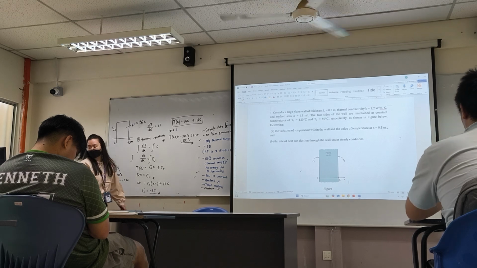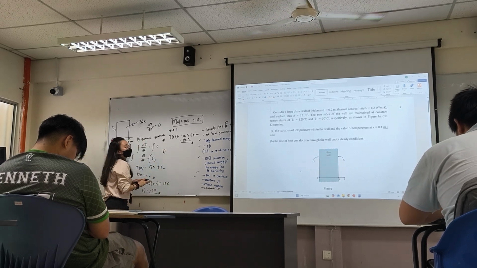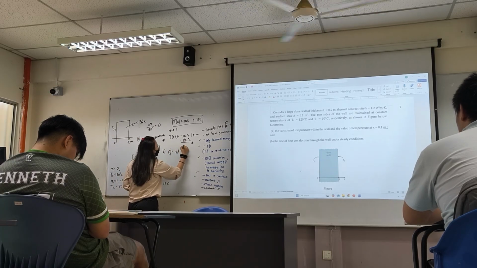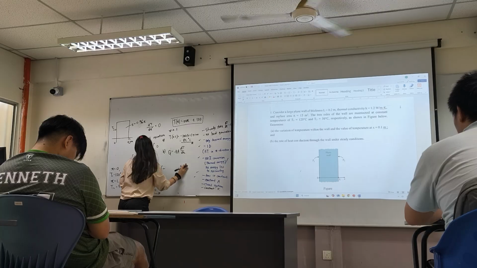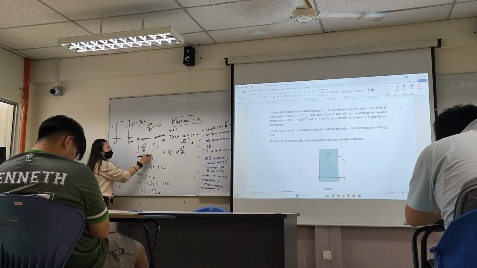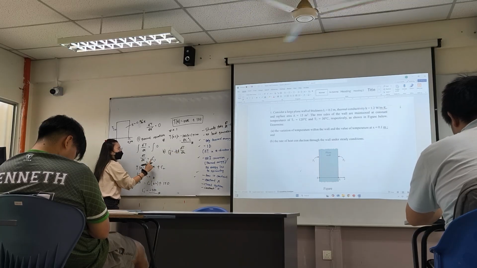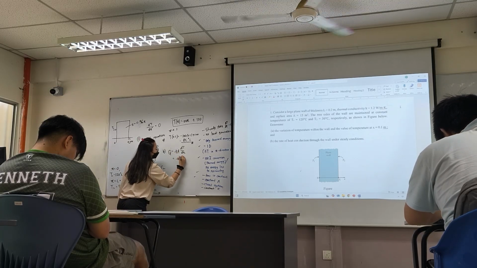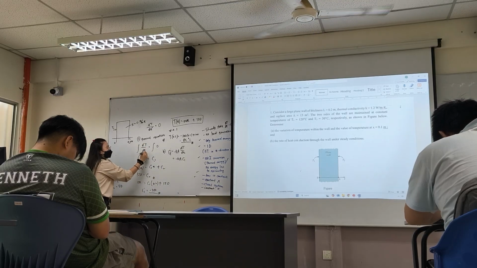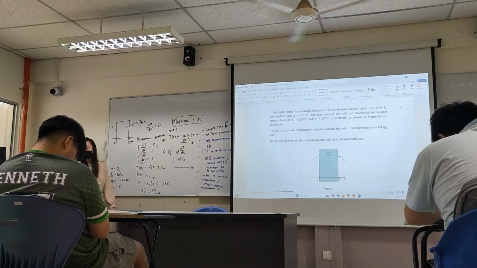Okay, so second part, it asks you on the rate. Q dot equals to negative k A dT over dx. So your dT over dx is C1. So Q dot equals negative k A C1. So substitute.